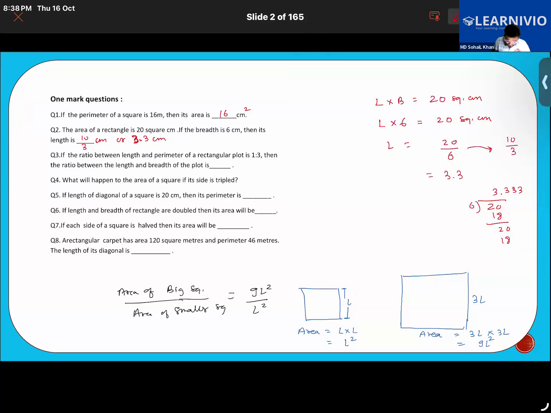Okay, can we cancel L square and L square? We can cancel it. Same values written in the numerator and denominator can be easily cancelled. Keep it in mind. So thereby it is 9 now. So it is 9 times. So area becomes 9 times larger than the smaller square in terms of area. Very good.